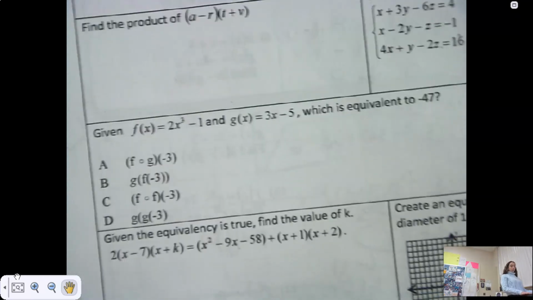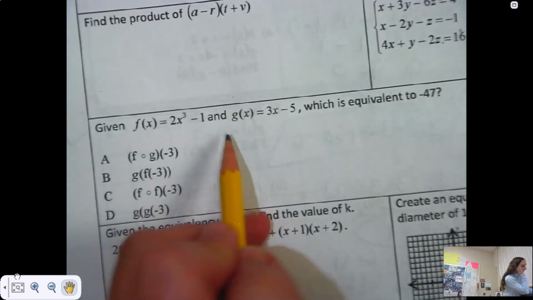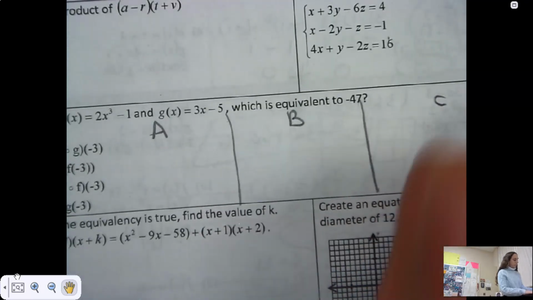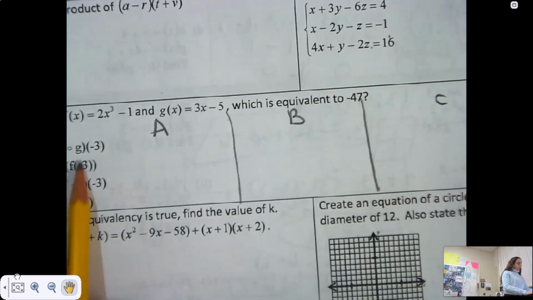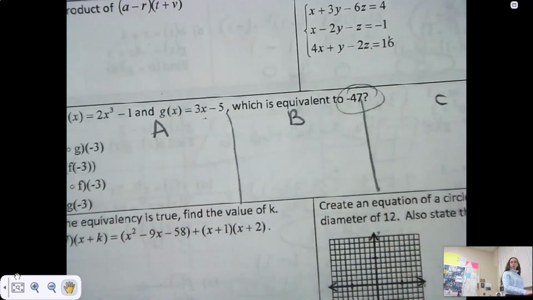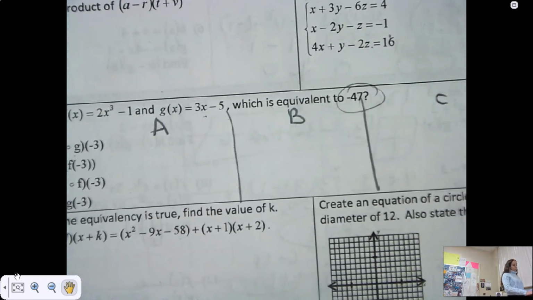What they want you to do in this one, this is going to be a workout, because you're going to have to do A, some work, B, some work, C, some work, and D, some work. So you're going to have to do each of these things to see which one will give you -47. Okay, could be more than one. This is a good one.